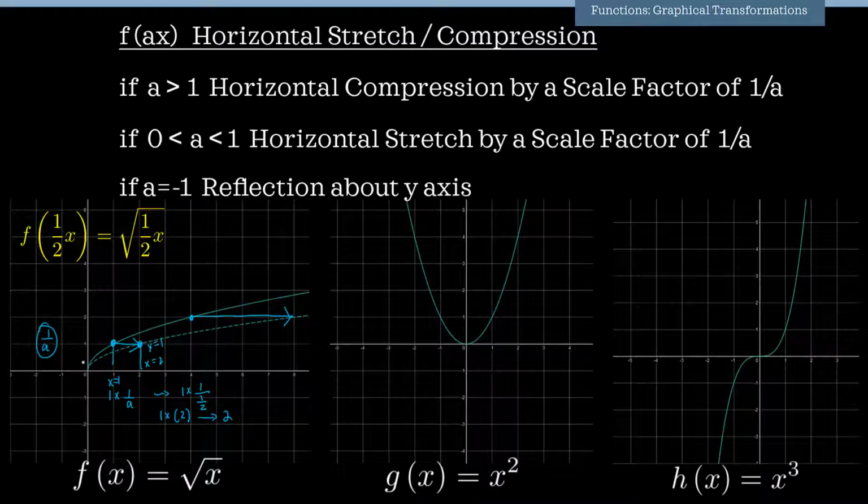You can see here the point at the origin remained where it is because the x coordinate at the origin is 0 and 0 times anything is 0. So this point remained over here.